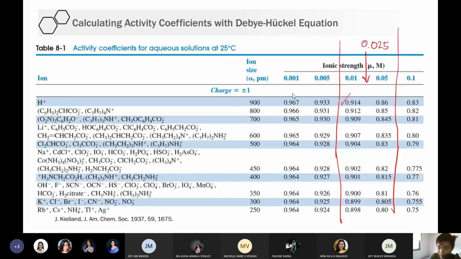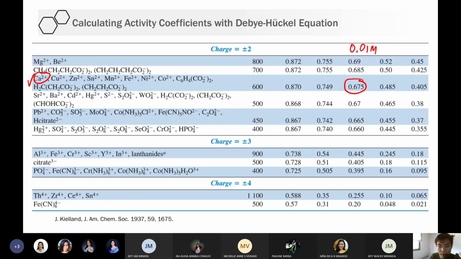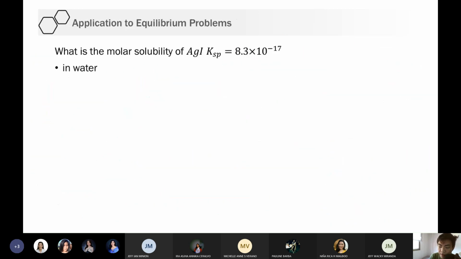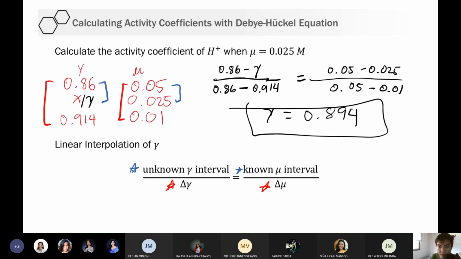Okay, but again, if your ionic strength is beyond the range shown here, if it is less than this or greater than this, then you cannot do the linear interpolation anymore. You have to use the Debye-Hückel equation. Okay, so with that, we are done with our session today.